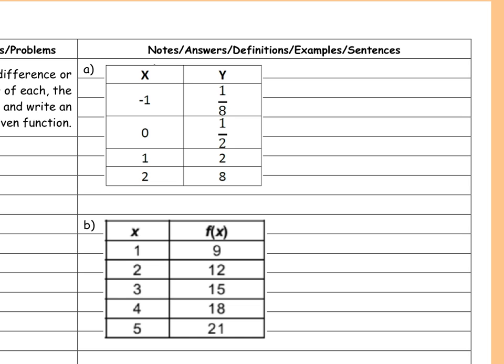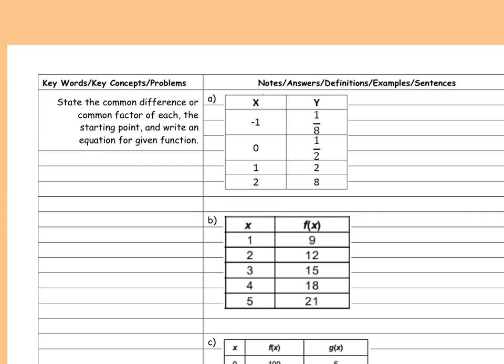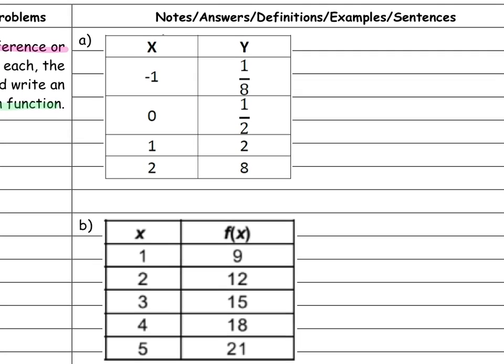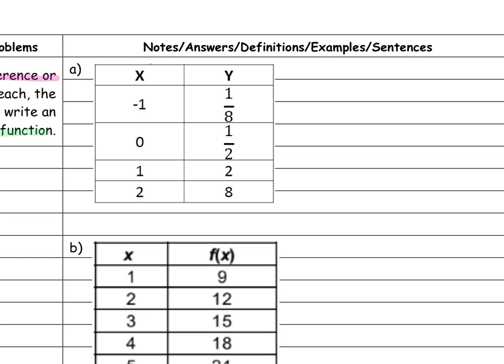So what are we supposed to do for each one of these? Find the common difference or common factor or common ratio. So we're going to find the common difference or common ratio first. Then the starting point, which is the 0th term. And then write an equation for each function. Okay? So now it's your turn to try this one.